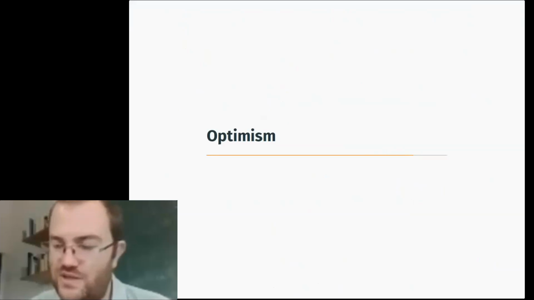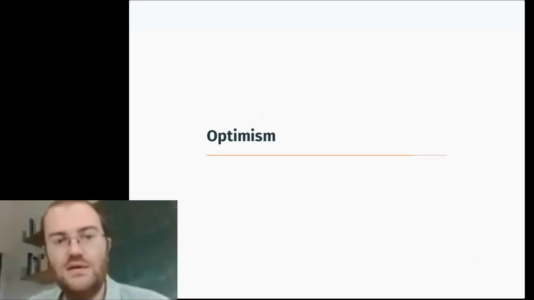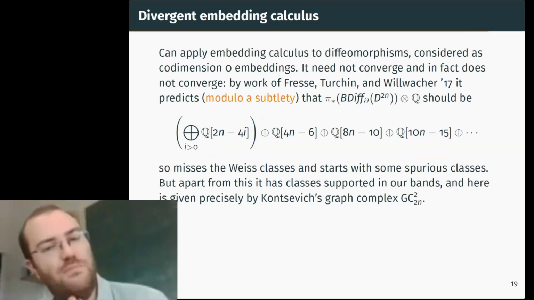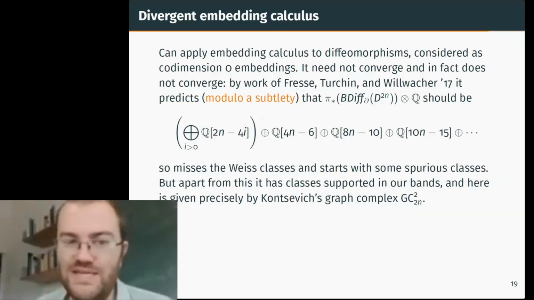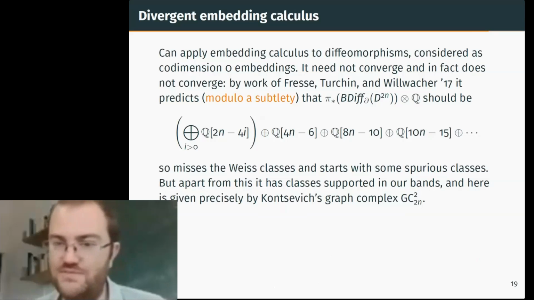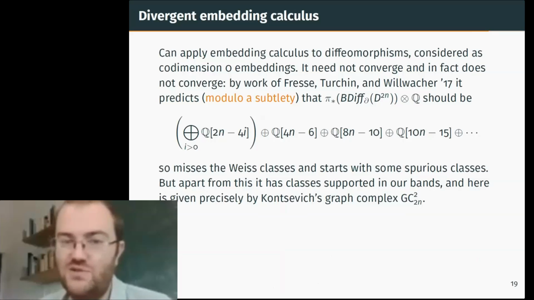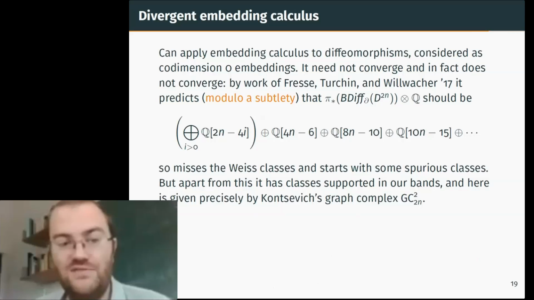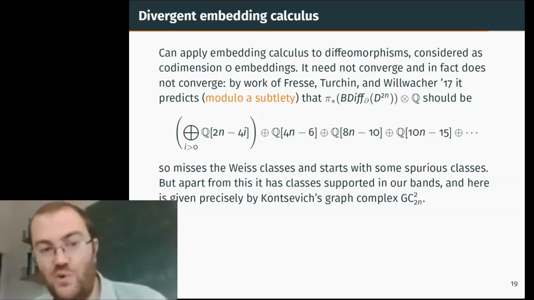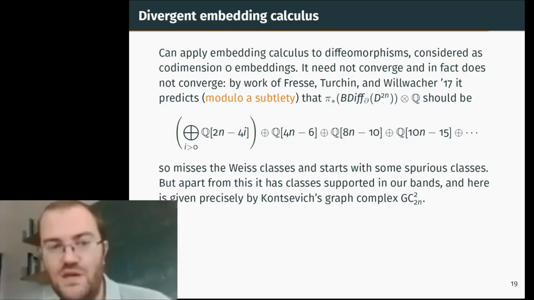Let me end with what you might think if you were incredibly optimistic. A diffeomorphism is, of course, an embedding. And you can apply this machinery of embedding calculus to diffeomorphisms considered to be codimension 0 embeddings. The machinery exists always, but to converge, you need a condition on the codimension of the embeddings. And that condition is certainly not satisfied for diffeomorphisms. And in fact, not only is the condition not satisfied, but one can check here that it definitely doesn't converge.